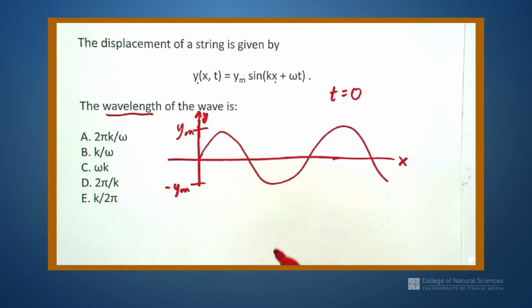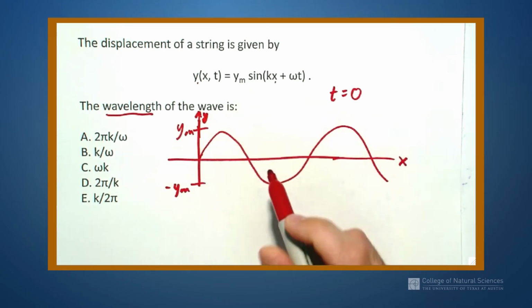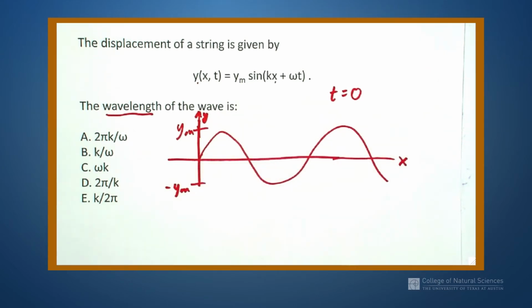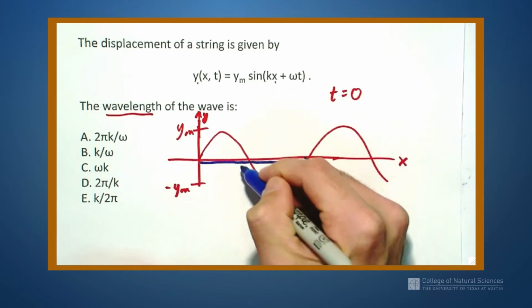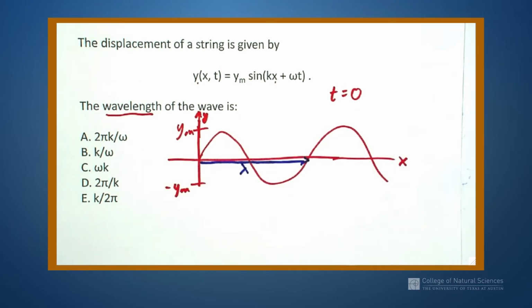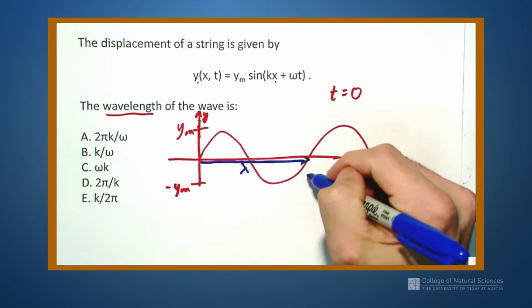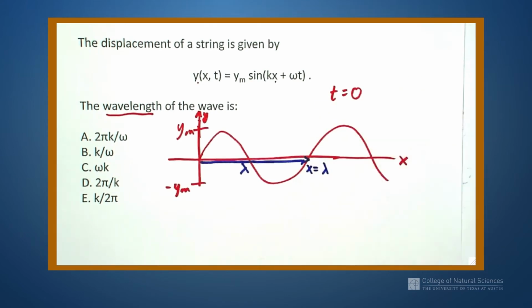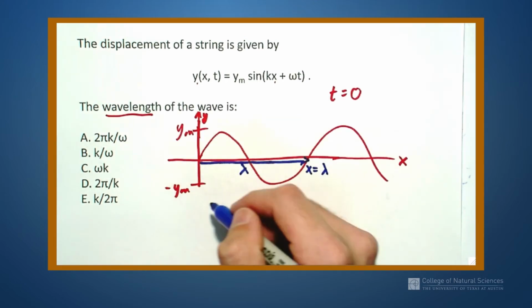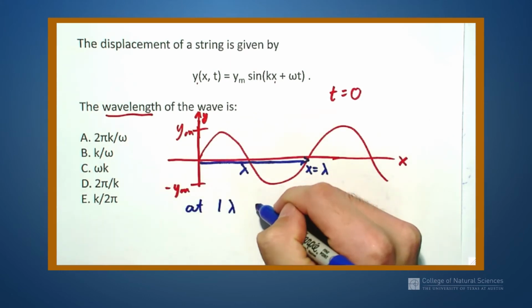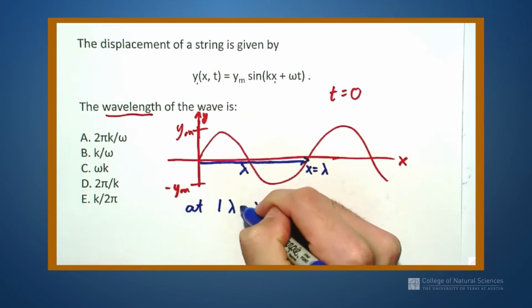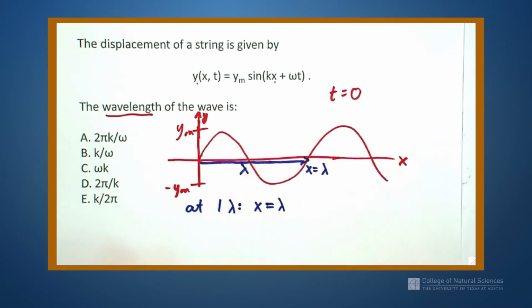We want to know what the wavelength is, and the wavelength is defined as when this graph repeats itself. So I know that if I were to start at 0 and go all the way over to here, this is equal to 1 wavelength. So at this point right here, x is equal to lambda. And this is how we're going to actually solve our question. We're going to say that at 1 wavelength, x has to be equal to lambda.